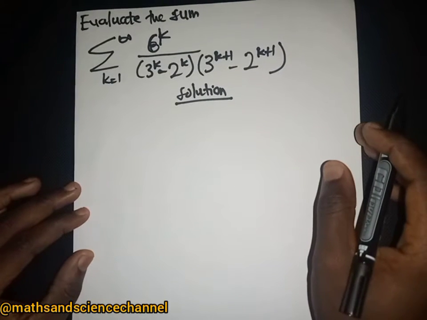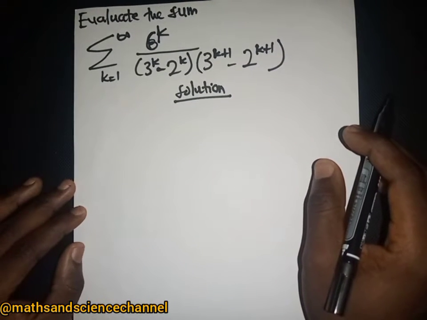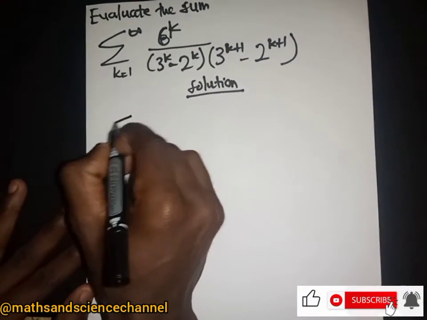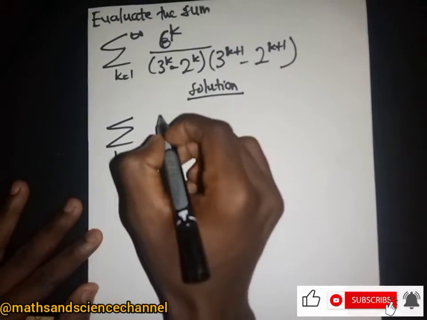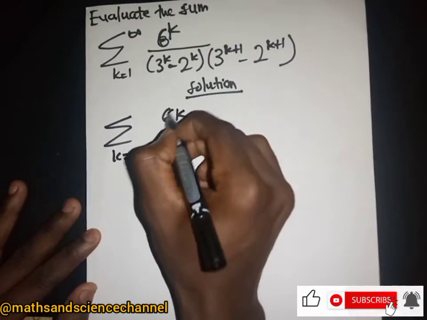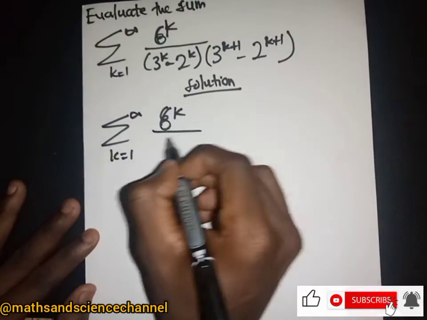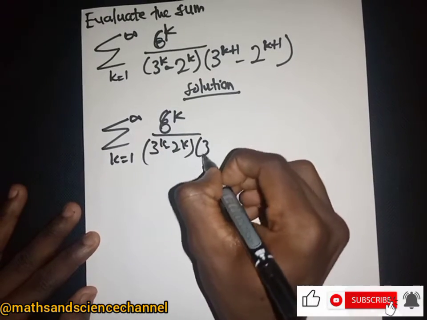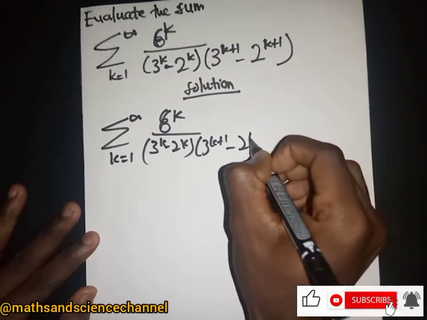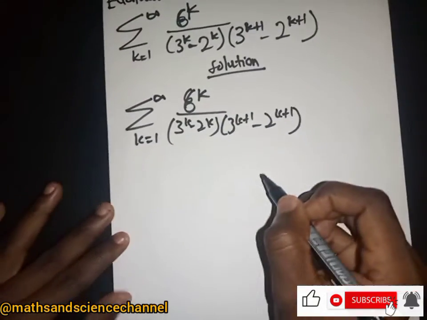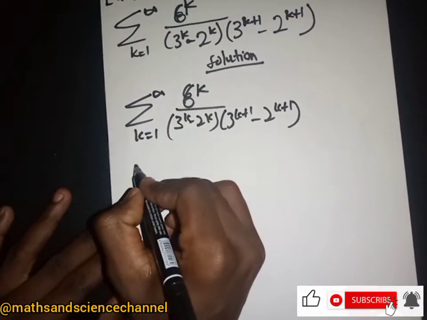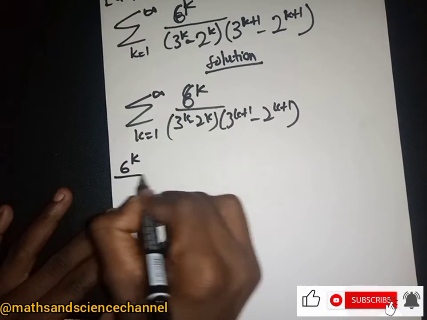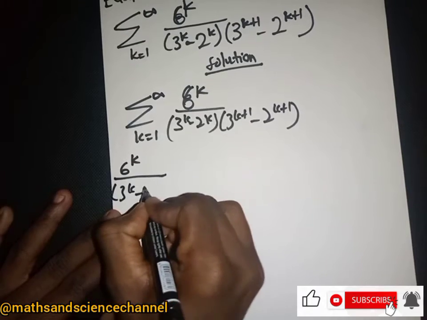We are summing; this is a telescoping sum. So let's do that. We have the sum from k equals 1 to infinity of 6^k over (3^k minus 2^k)(3^(k+1) minus 2^(k+1)). So this is basically going to be 6^k here, then we have (3^k minus 2^k).